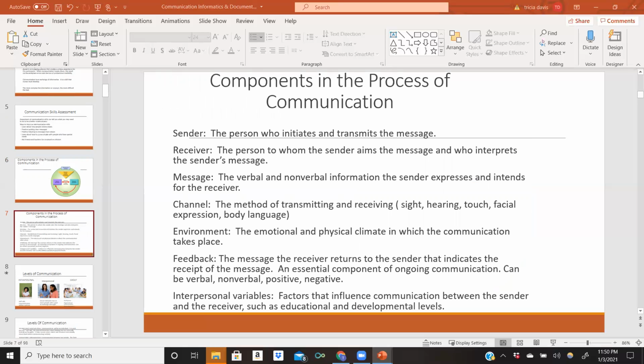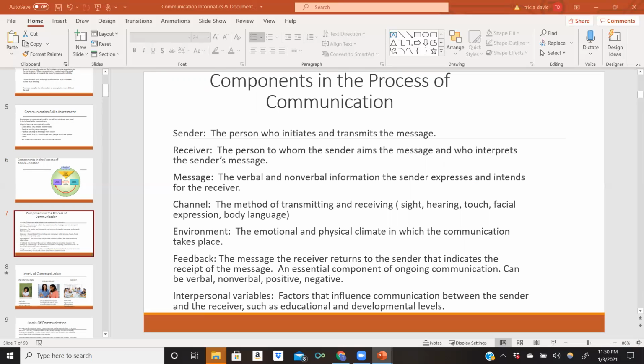So what are the components in the process of communication? You have your sender. The sender is the person who initiates and transmits the message. The receiver is the person to whom the sender aims the message and who interprets the sender's message. So we can use the example of the nurse and the patient. If I wanted to go in and talk to my patient about educating him on his new blood pressure medicine, I would be the sender. The patient would be the receiver.